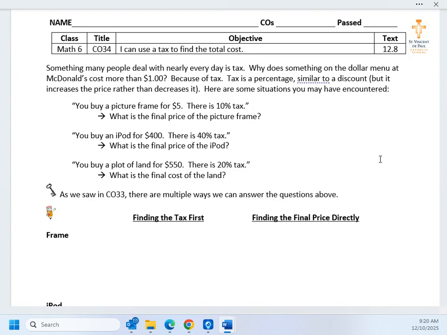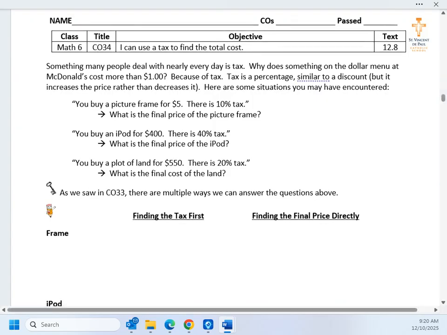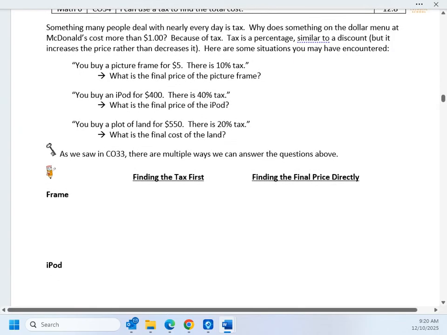All right, back to CO34, finding the tax. Something many people deal with nearly every day is tax. Why does something on the dollar menu at McDonald's cost more than $1? Tax is a percentage, similar to a discount, but it increases the price rather than decreases.